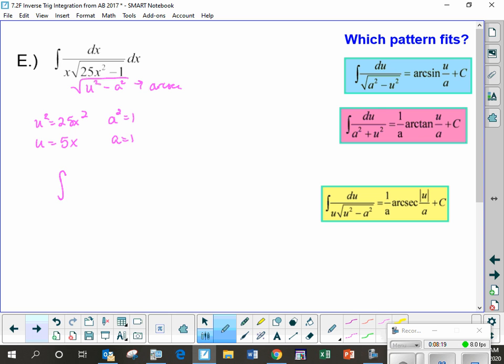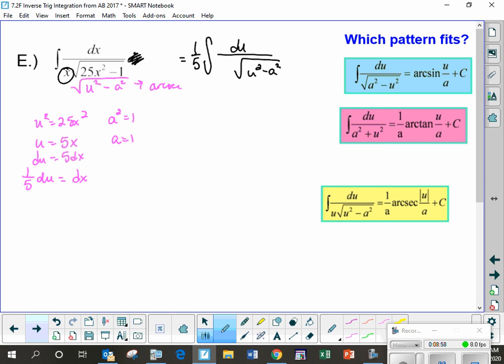And I'm going to do my substitution. So, du equals 5dx. I almost missed this. Then I have 1/5 du equals dx. Now I'm going to do my substitution. Maybe I'll go up high. Okay, so dx, oh, there shouldn't be 2 dx's. Ignore that one. 1/5 du replaces dx. I have the square root. 25x squared is our u squared. 1 is a squared. So far it's looking fine.